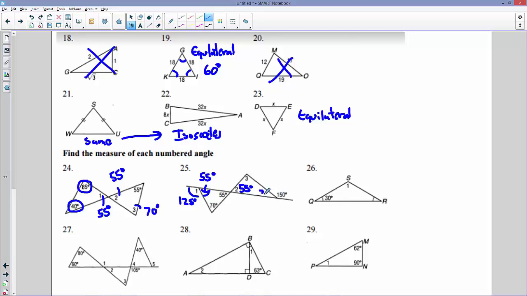Okay. And same thing here. That's 150. Then this is 30. 30 and 55 is 85. That leaves 95. Okay. Both angles are the same. You've got to look for the congruency. So you know that that's 30. That's 60 total. Whatever's left, 120 from 180, of course.